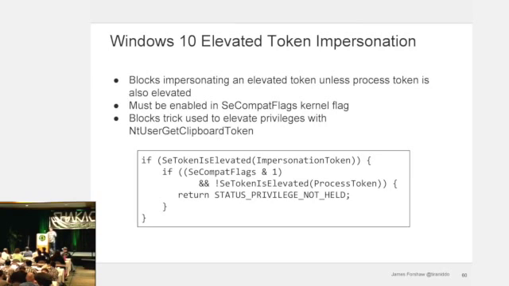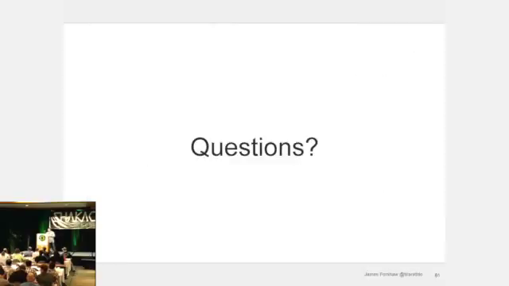The other one would actually combat my bug I demonstrated with the clipboard token, in that there's now a check for whether the current token is elevated, and therefore, if the process token isn't elevated as well, you're not allowed to impersonate. But interestingly, this is actually behind a compatibility flag. So currently, in the current build of Windows 10, this does not get enabled, but it is there and can be enabled. So that's the end of my presentation.